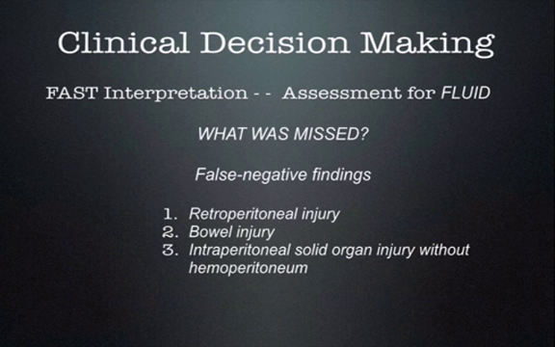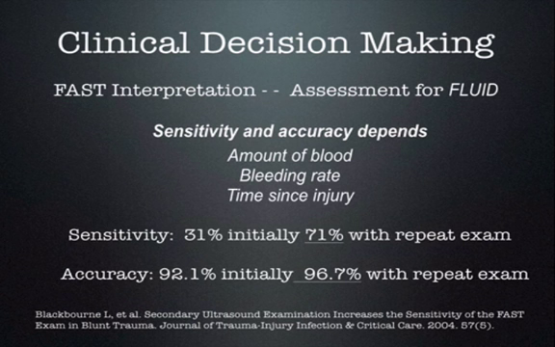The false negative findings were 1. Retroperitoneal injuries, 2. Bowel injuries, and 3. Intraperitoneal solid organ injury without hemoperitoneum. Again, the things you missed with the FAST exam were the retroperitoneal injuries, bowel injuries, and intraperitoneal solid organ injuries without hemoperitoneum. The thing is that the sensitivity and accuracy depend on several things.